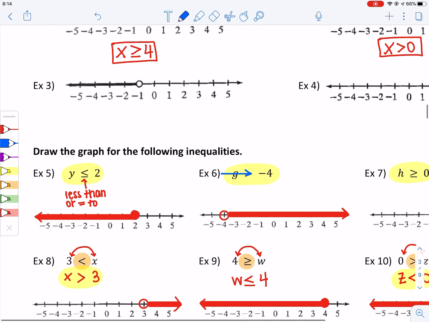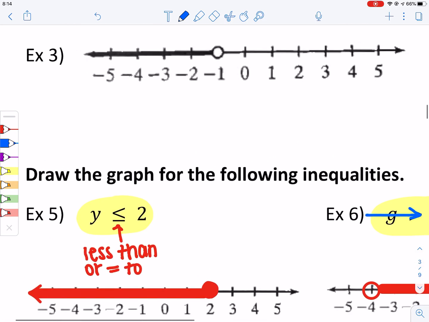All right, so for number 3, go ahead and try this one. Use X for your variable and tell me what your inequality would be for number 3.